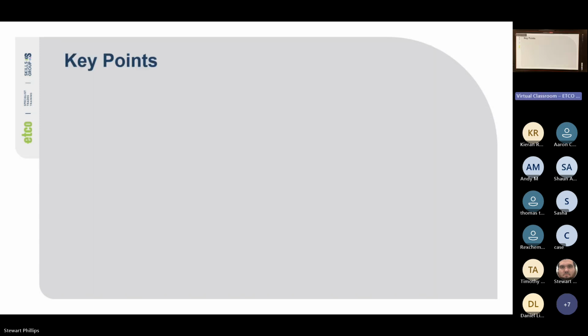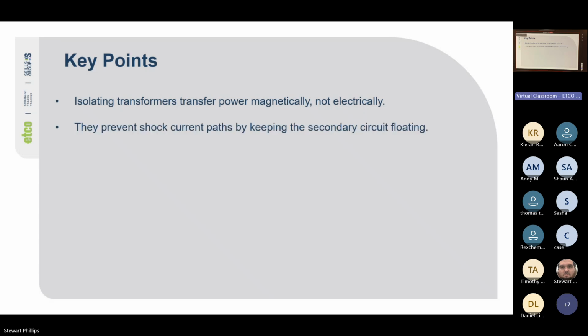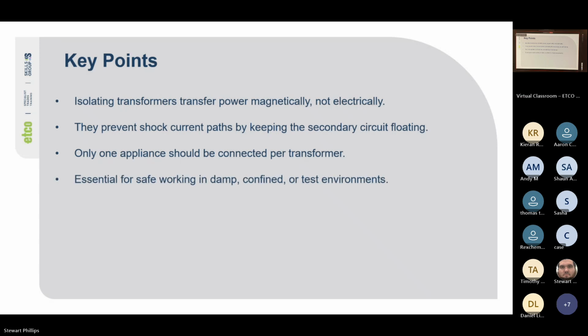So, some key takeaway points. Isolating transformers transfer power magnetically, not electrically. They prevent shock current paths by keeping the secondary circuit floating. Only one appliance should be connected per transformer. Essential for safe working in damp, confined, or test environments. They're a great example of engineering safety by design. They don't rely on the user's reactions, they simply remove the danger in the first place.